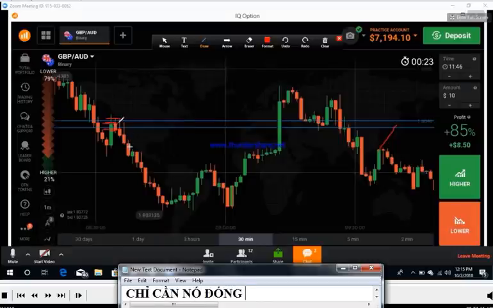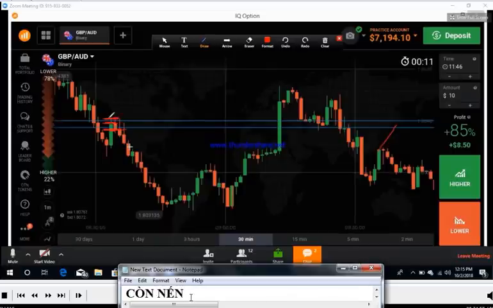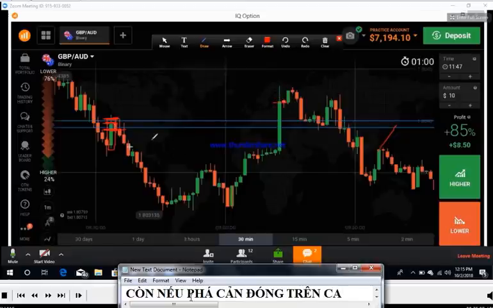It can be closed here or here, there is no problem, but this candle should not close above the level, because when it closes above the level, it means this is a breakout candle. Yes, this is a breakout candle, and it closed above the resistance line. But this candle closed below the level with rejection.